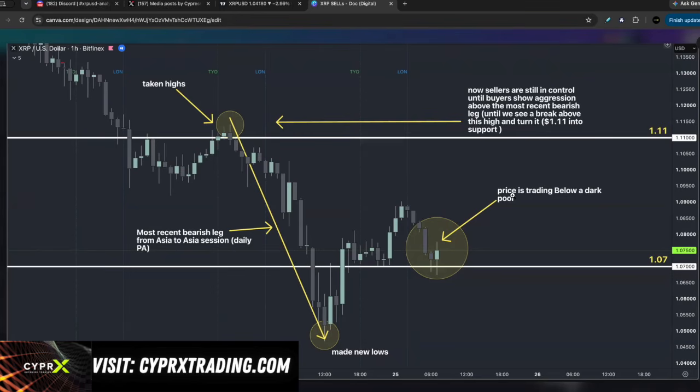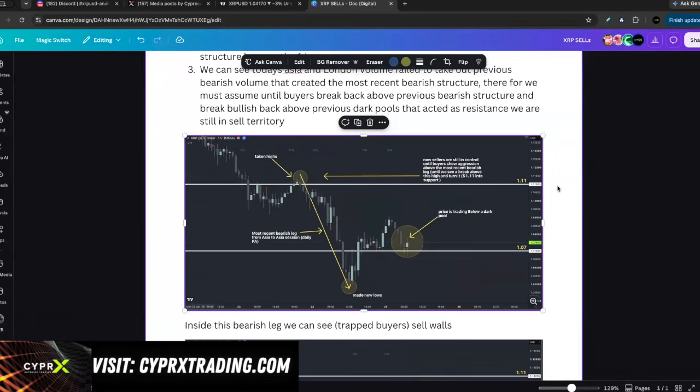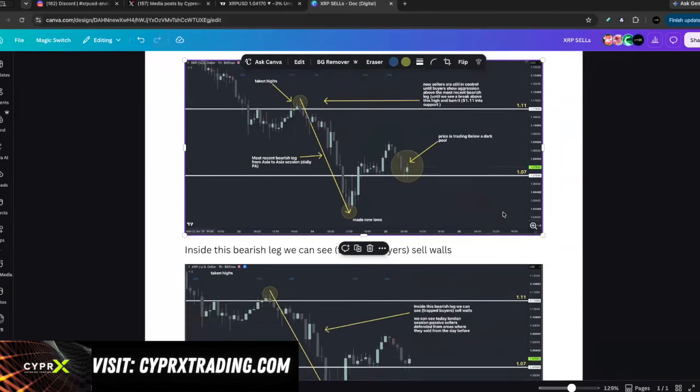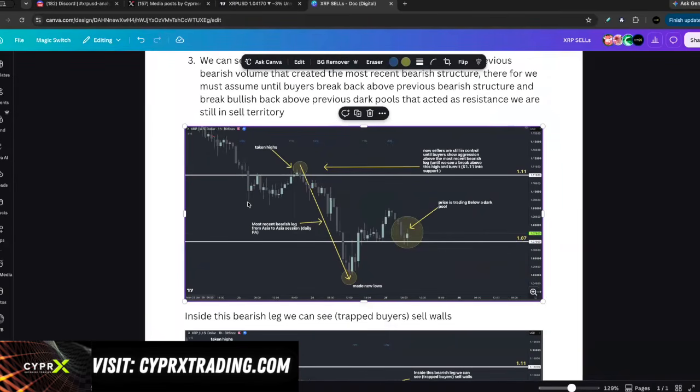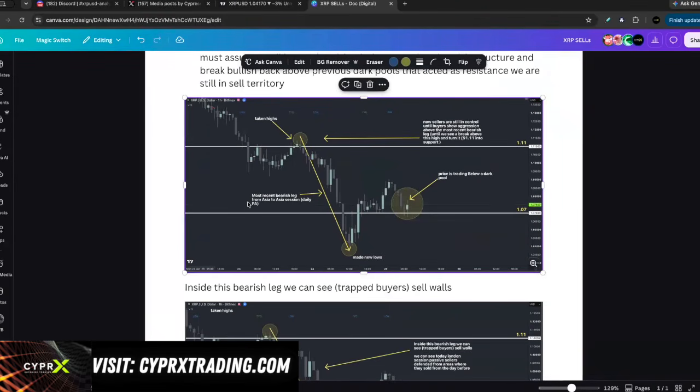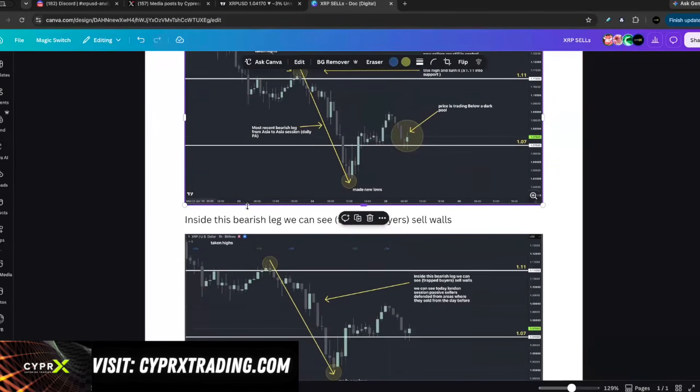We can also see that price is trading below a dark pool at the $1.11, which was broken. And then we started to see passive sellers defend this area, or turn this dark pool into a resistance area. So that is all the data that we had coming up into this New York session. And again, we are on the hourly time frame right now. As we continue, we're going to drop down to the lower time frames, all the way down to 1 minute execution.